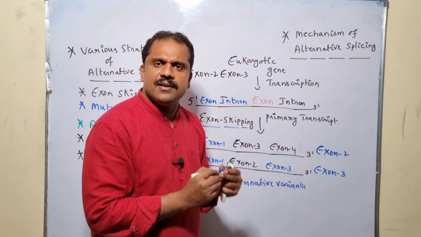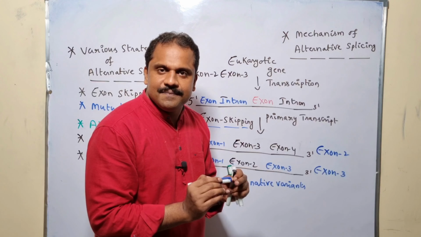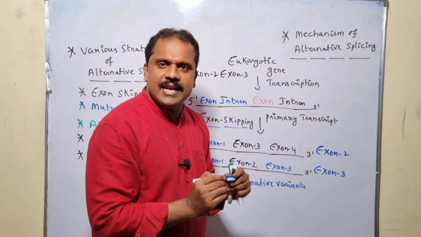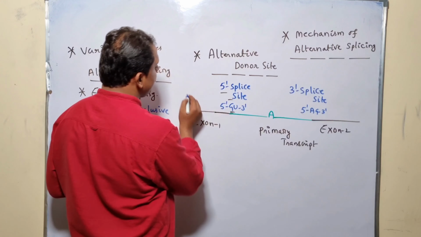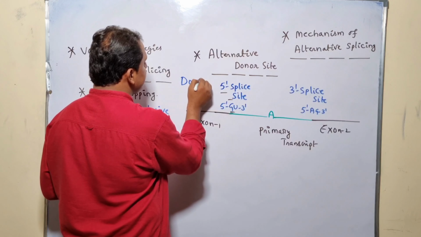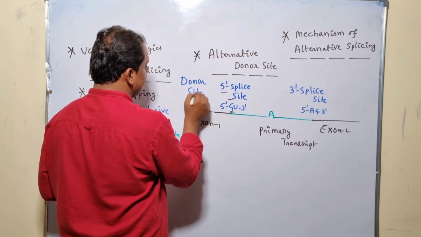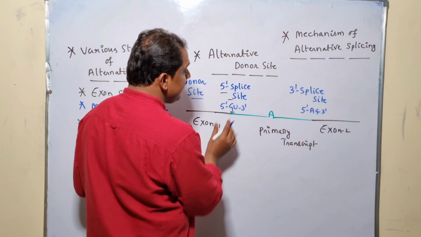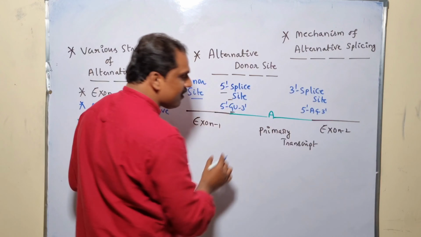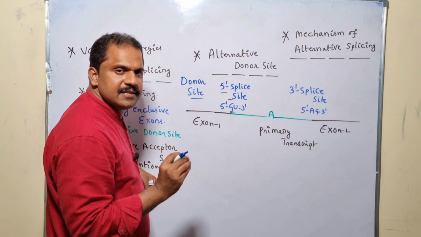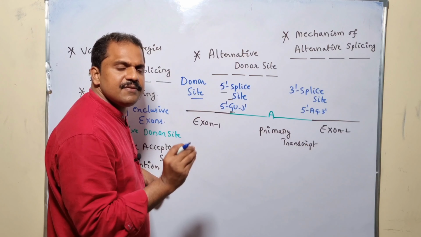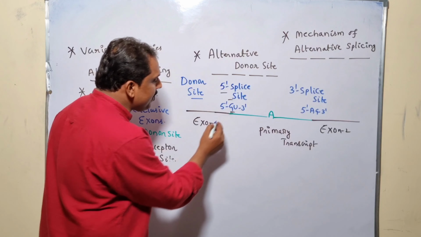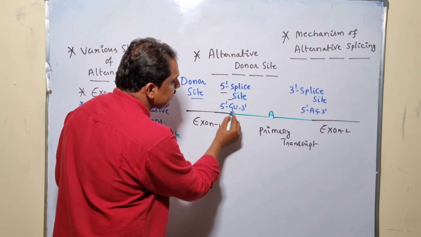And the other strategy through which the alternative splicing mechanism is organized in higher eukaryotes is the alternative donor site. Is it clear? So what is the meaning of alternative donor site? For your better understanding, let me print it on the board. As we all know, the 5' splice site is otherwise known as the donor site. In the alternative donor site, instead of using this particular consensus sequence for organizing the splicing mechanism, the other consensus sequence which is a part of the primary transcript is used, so that the 3' boundary of the upstream exon is varied.